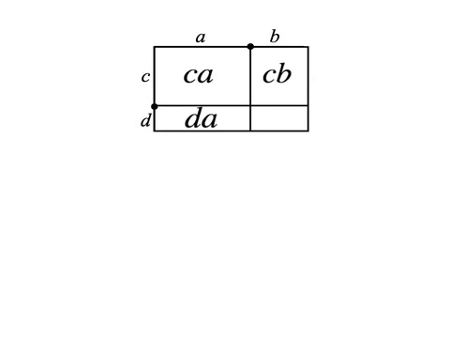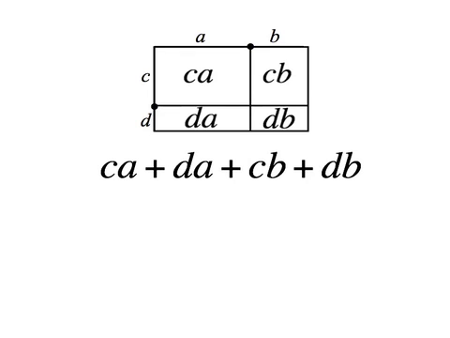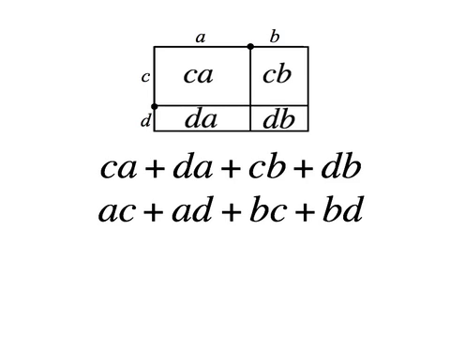Top right is C times B, and the bottom right is D times B. We add up all of those terms, CA plus DA plus CB plus DB, more commonly written in alphabetical order, and that's the same expression we had before. Once again, we've shown visually why the binomial A plus B times the binomial C plus D comes out to be AC plus AD plus BC plus BD.